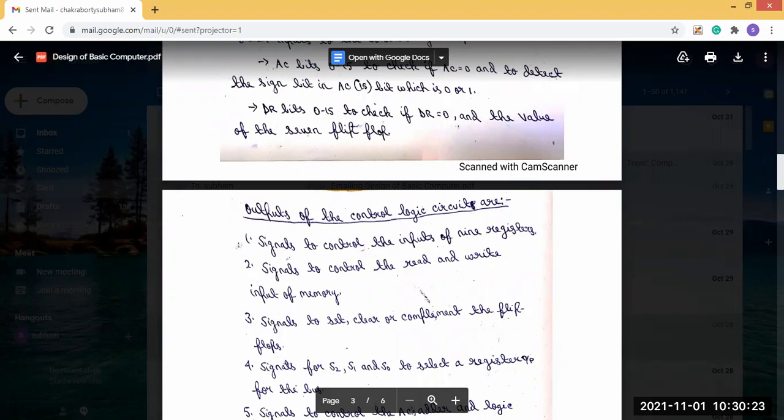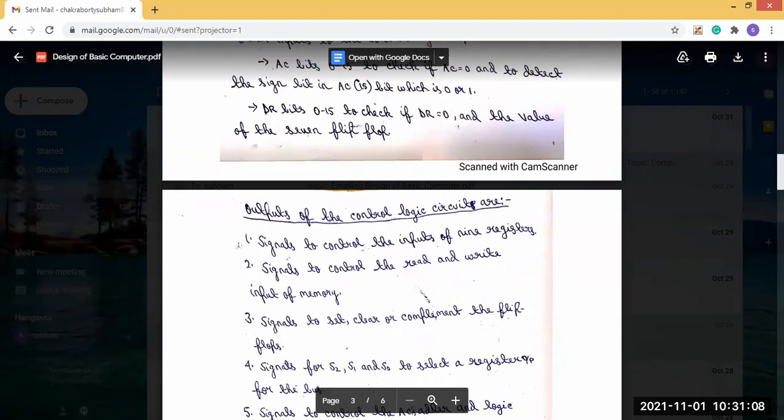Now, the outputs of the control logic circuit. We have seen that all of these are going to the combinational control logic. Now what will it do? It will generate control signals. What are the outputs of this control logic? Total 5 signals can be generated. Signals to control the input of the 9 registers can be generated.